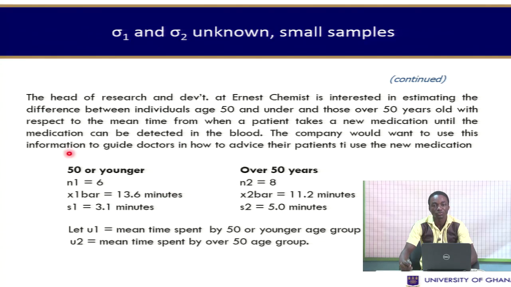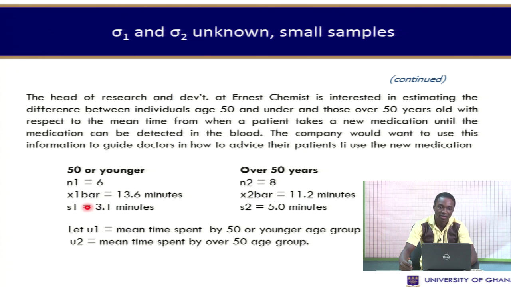Let's take another example. The head of research and development at NS Chemist is interested in estimating the difference between individuals aged 50 and under and those over age 50 with respect to the mean time from when a patient takes a new medication until the medication can be detected in the blood. The company would want to use this information to guide doctors in how to advise their patients to use this new medication. For those aged 50 years or younger, we took a sample of size 6. For those aged over 50 years, we took a sample of size 8.